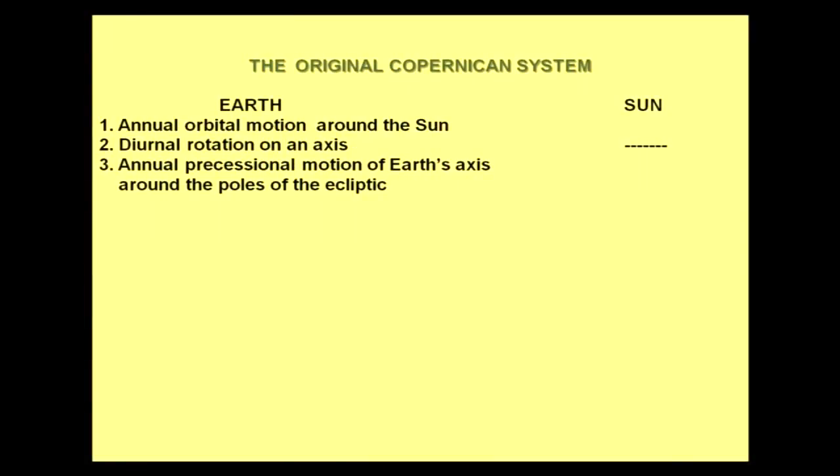In the original Copernican system, three types of motion were assigned to the Earth: annual orbital motion, diurnal rotation on an axis of its own, and the annual precessional motion of this axis around the poles of the ecliptic. In the Copernican system, it is the precessional motion that is responsible for the Earth's axis maintaining a fixed position relative to the stars. To this model, Galileo added the rotation of the Sun with a period of about 27 days on an axis that is fixed in relation to the stars and inclined at a certain angle towards the normal to the plane of the ecliptic.